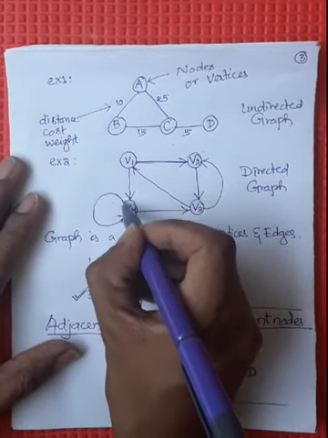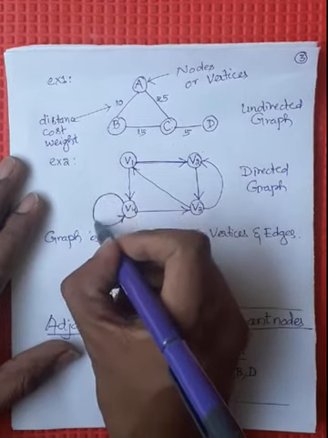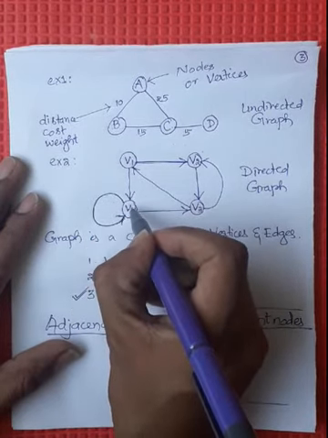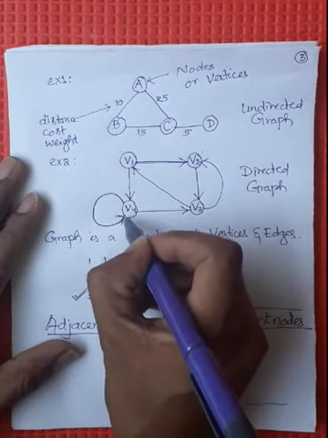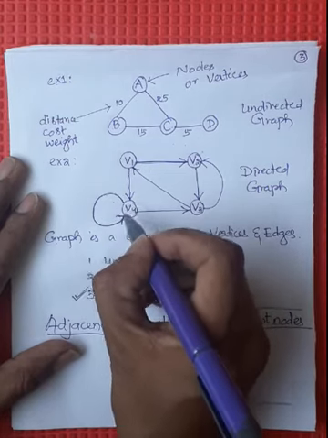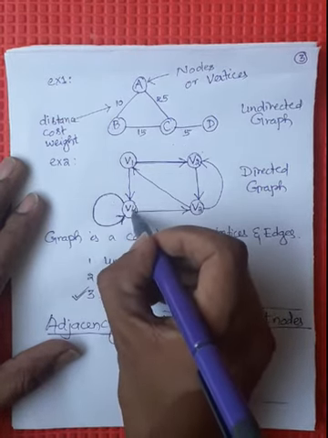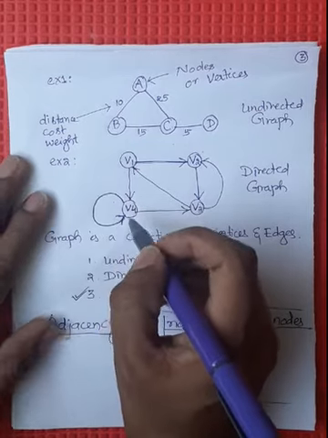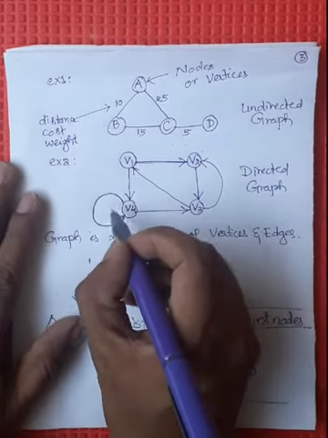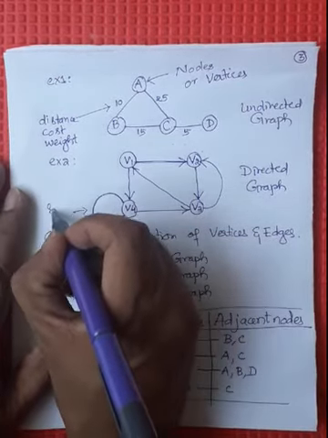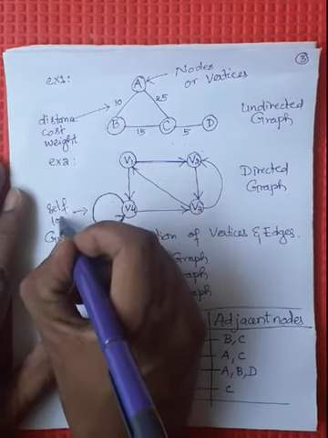You can observe this particular edge is unique, which is starting from V4 and it is returning back to the same V4. So for this particular edge, the starting and end vertex is V4 only, it is the same. Then this is called a self loop. This is a self loop. Okay.